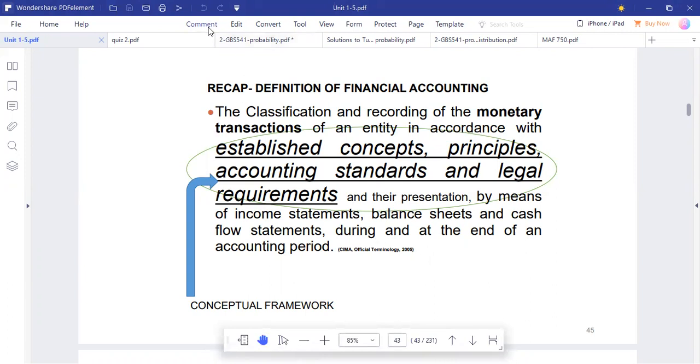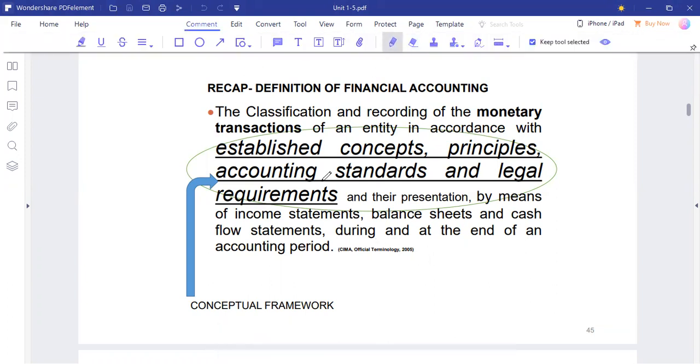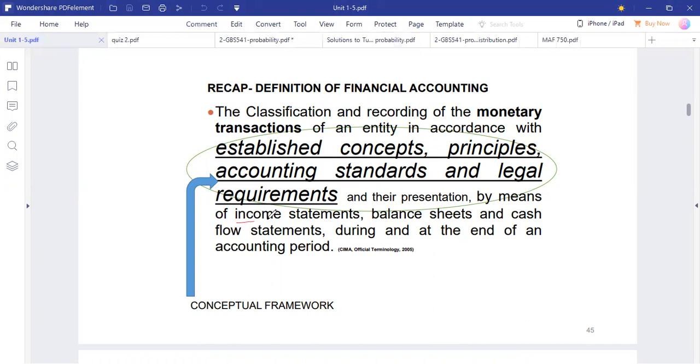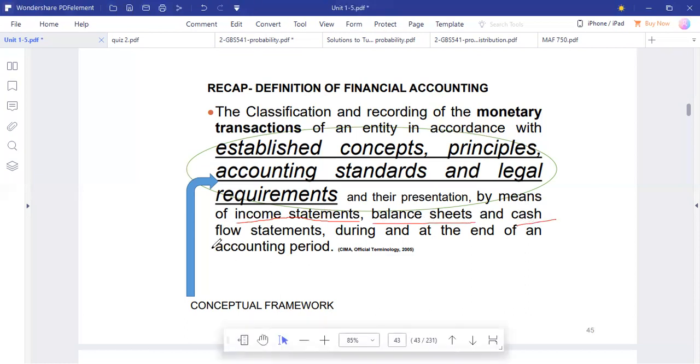Number one, books that are called income statements. These are part of the final accounts. Number two, the balance sheet. And number three, the cash flow statement. These are the key books that we are going to look at. So at the end of each period.